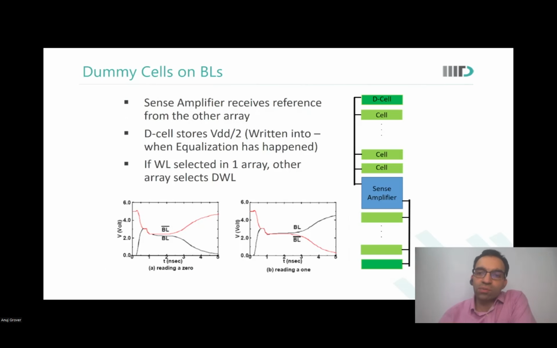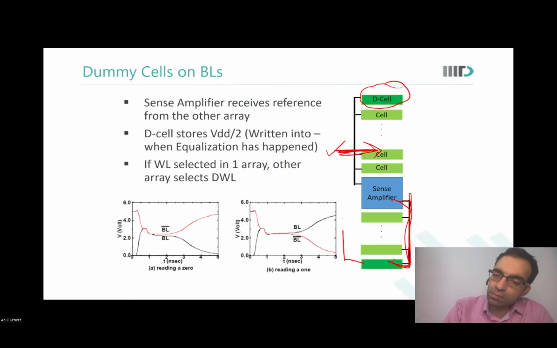So what did others do? Others also said, okay, let us have a dummy cell somewhere. If I am selecting this particular cell, then the reference would come from this bank, the other one. Are you able to see this? So you've generated a reference again, but now from the bit line on the other side of the array.